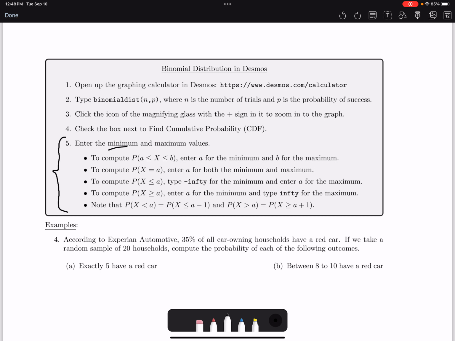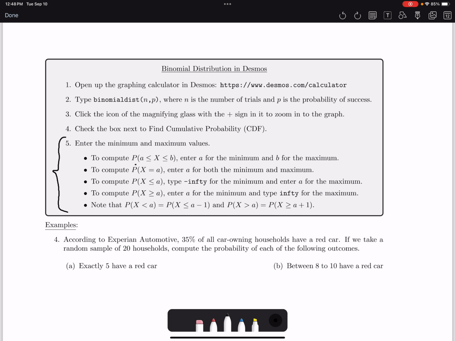You're going to have to enter the minimum and maximum values for the probabilities that you want. So if you have a situation like this where you want the probability x is between A and B, you'll enter A for the minimum and B for the maximum, right? Piece of cake. But if you have a situation where you want the probability x just equals A, that's a little trickier, but it's not too bad. You'll just enter A for both the minimum and maximum, okay?